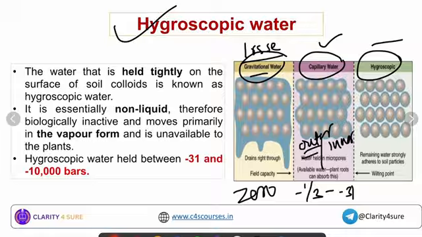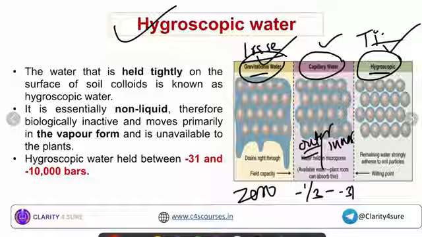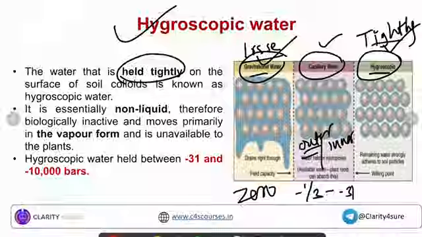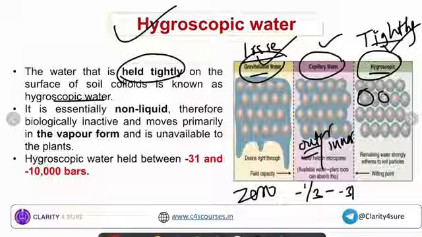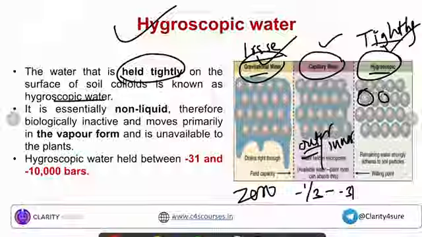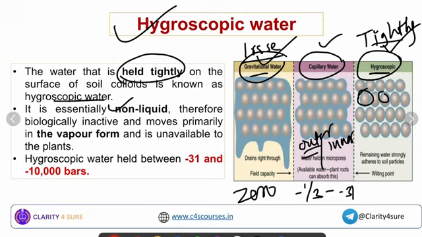Okay. And the hygroscopic is like this. This is the extreme end, the right extreme end. This is tightly held by the soil particles. So you can see here it is held tightly on the surface of soil, and the term which is used for this water is hygroscopic water. It is essentially non-liquid, so because of that it is inactive and it is mostly in the form of vapors. Okay, please note it down. They can ask which of the following soil water is present in the vapor form. So it is the hygroscopic water. And because of that it is unavailable to plant.